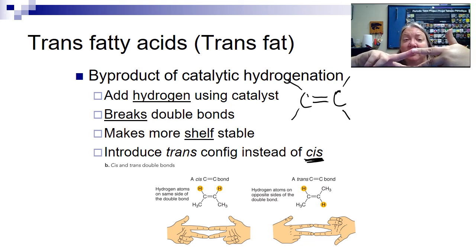Now this trans configuration, our body doesn't really recognize it. Yeah, there's a little bit that naturally occurs in our food, but a very, very small amount. But when they started doing this catalytic hydrogenation, it introduced a lot more, and our body kind of threw a fit because it's like, I don't know what to do. It can't process it right. It doesn't know how to break it down. So trans fatty acids or trans fats are not good for the body.